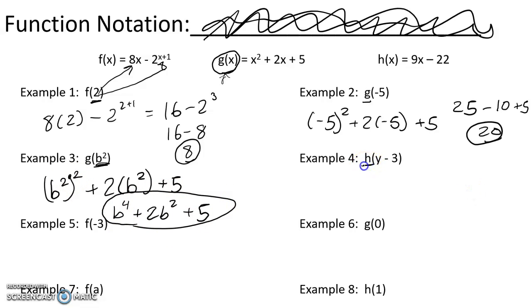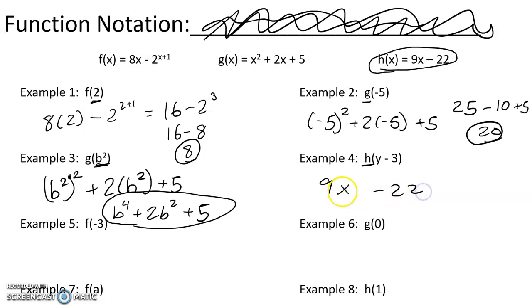Going to example 4 here, you're going to go with h of y minus 3. We're going to be dealing with this equation right here. Actually, I'm going to erase some of this stuff up here. So we're dealing with that h of x right now, 9x minus 22, but instead of that x right there, you guessed it, you're going to take that y minus 3 and plug it in.